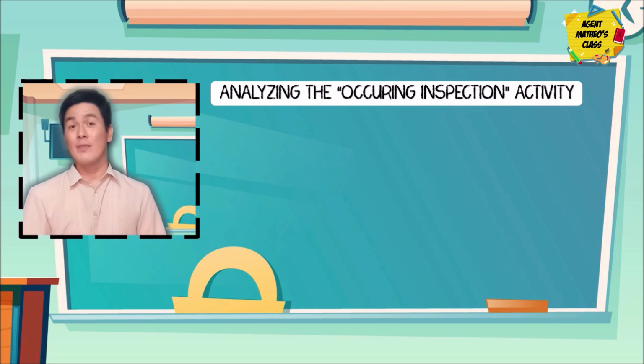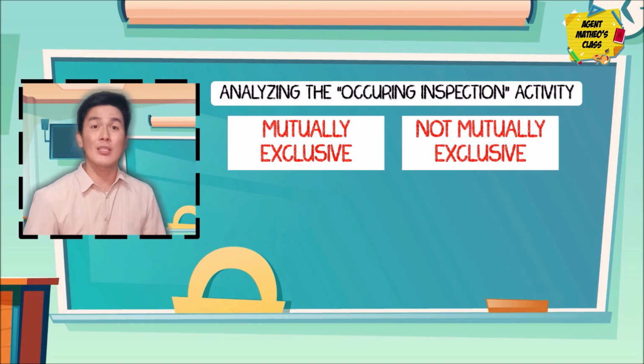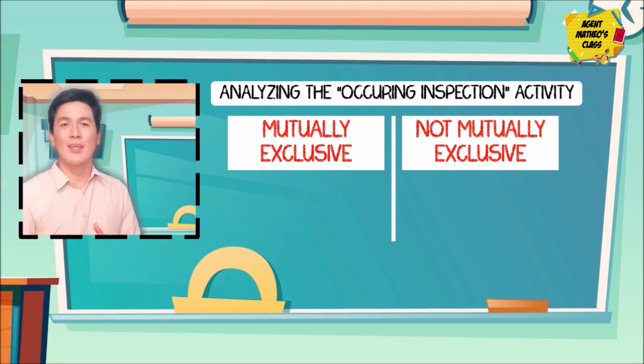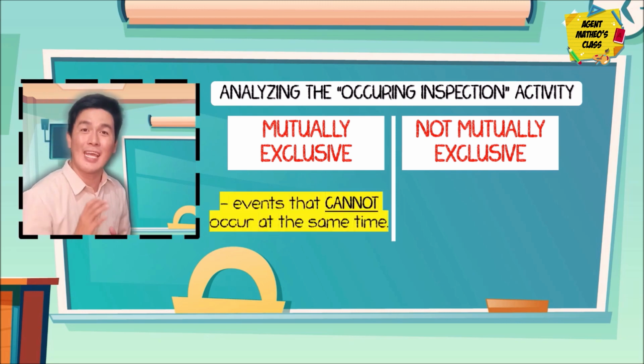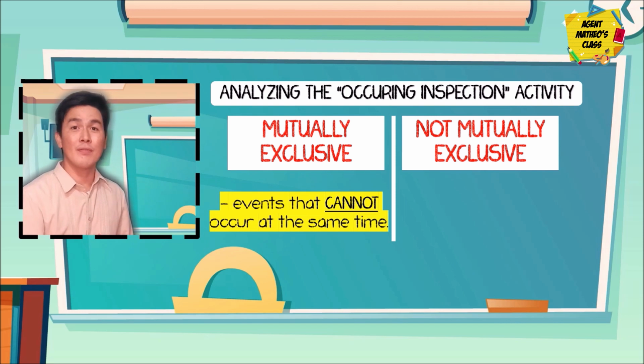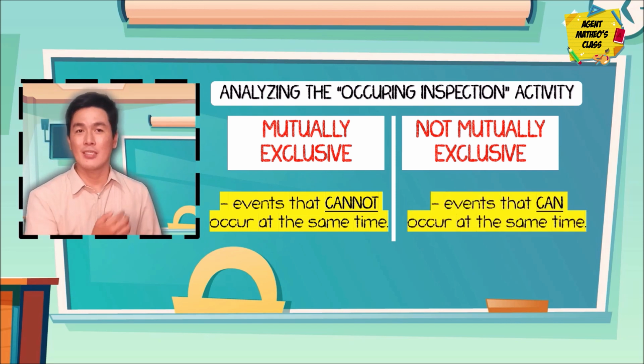The events in our previous activity can be either mutually exclusive or not mutually exclusive events. By definition, mutually exclusive events are events that cannot occur at the same time, while not mutually exclusive events are events that can happen at the same time.